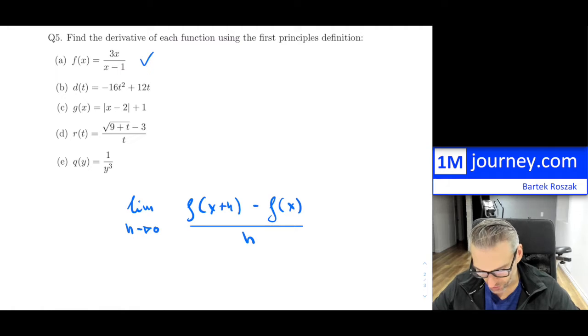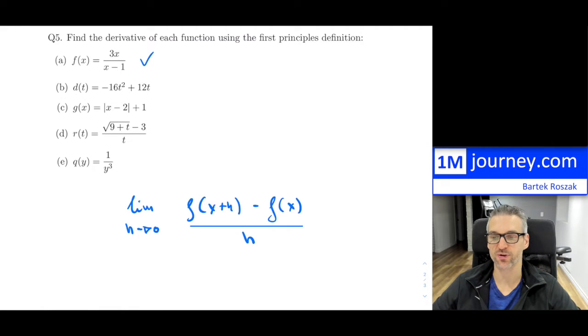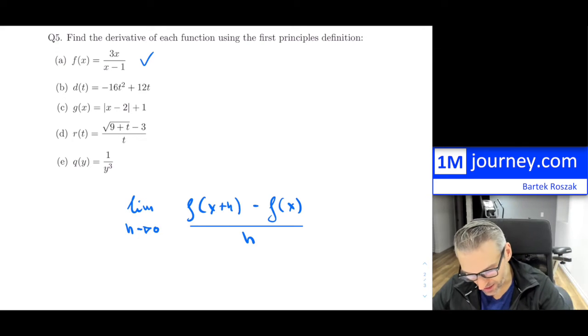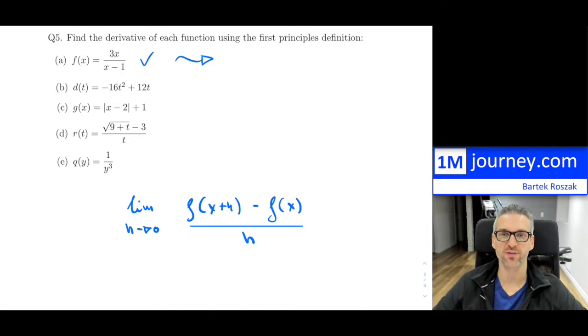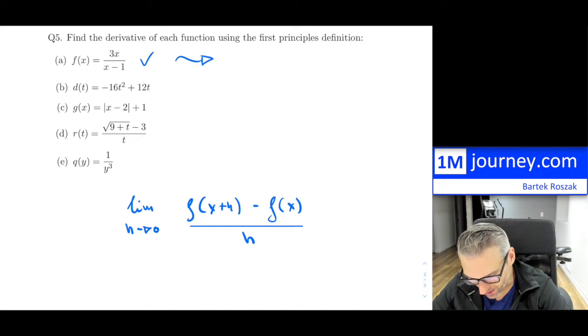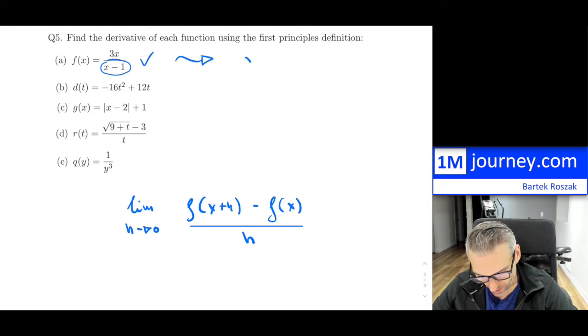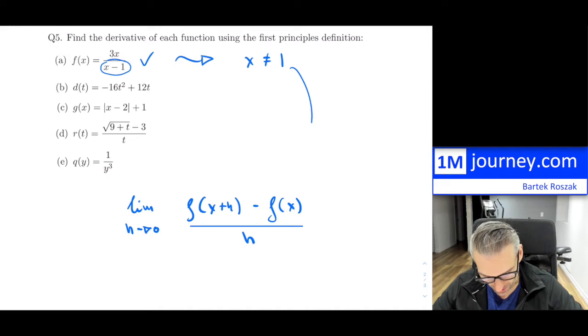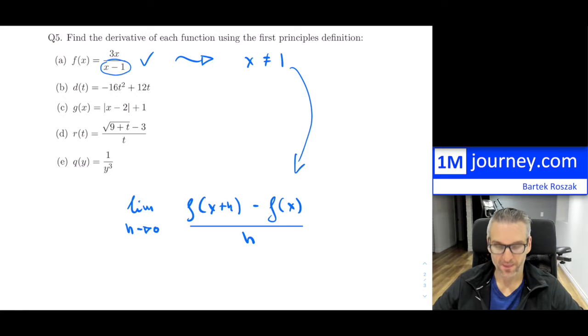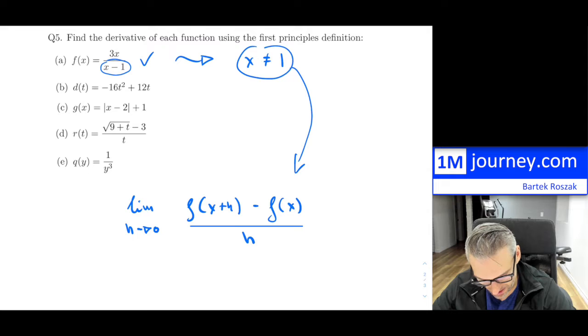Now, the first thing before you begin this, when you're doing first principles or any kind of derivatives, I don't know how strict your teachers will be, but you may want to say that this only applies where the function is defined. Right away, because of this denominator, I know that x cannot be equal to 1 here, because if it is, then my function is not defined at all. So this limit is not going to exist there. That's the first thing that you can probably say.